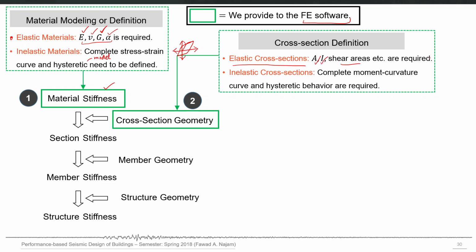But in latest finite element software, we just have to define the cross-sectional dimensions, and all of the cross-sectional properties are basically determined from the initial dimensions which we provide to the software.